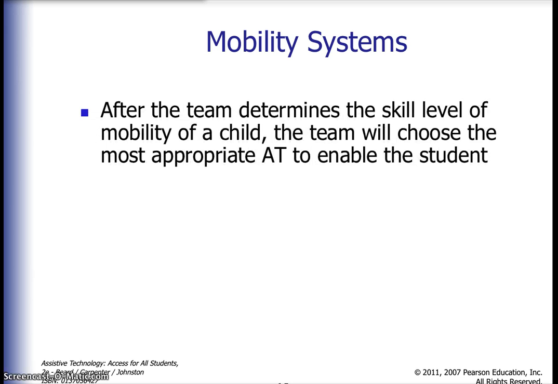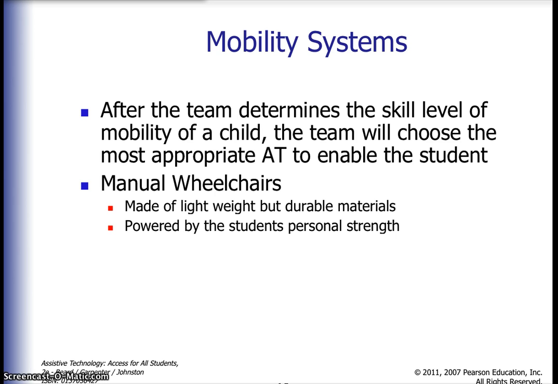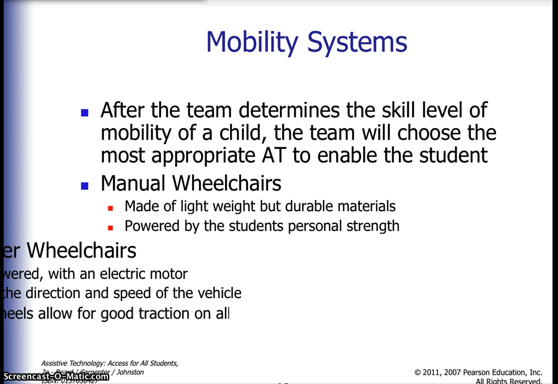Mobility systems. After the team determines the skill level of mobility of a child, the team will choose the most appropriate AT to enable the student. Manual wheelchairs. They're made of lightweight but durable materials, powered by the student's personal strength. That's why it's manual. There's also X-frame wheelchairs that actually collapse. They fold, or collapsible wheelchairs.